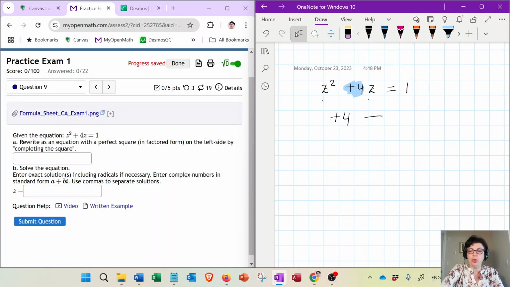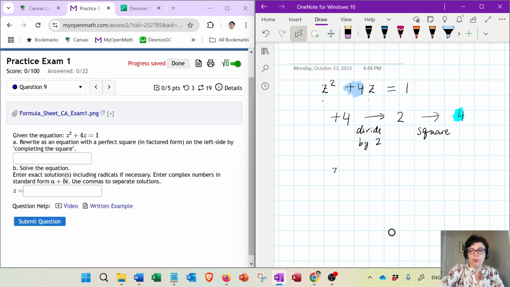The next thing you do is divide it by 2. If it was, for example, negative 4, I would get negative 2. Here I get positive 2. And then you square the result. So 2 multiplied by 2 gives me 4. And this number, whatever I get from taking the number in front of z, dividing by 2, then squaring, you must add to both sides.